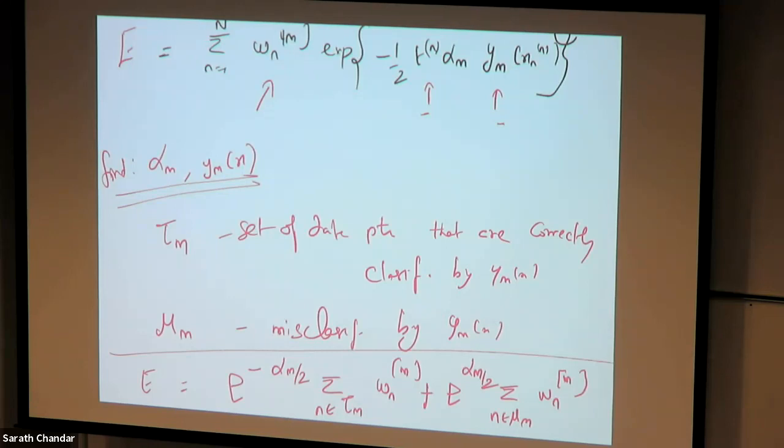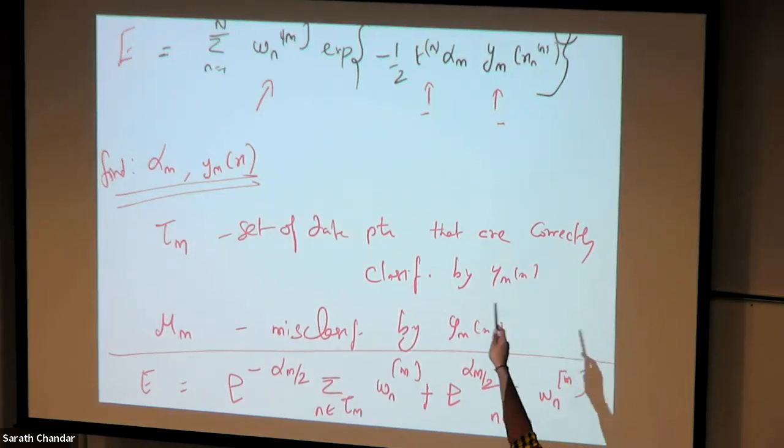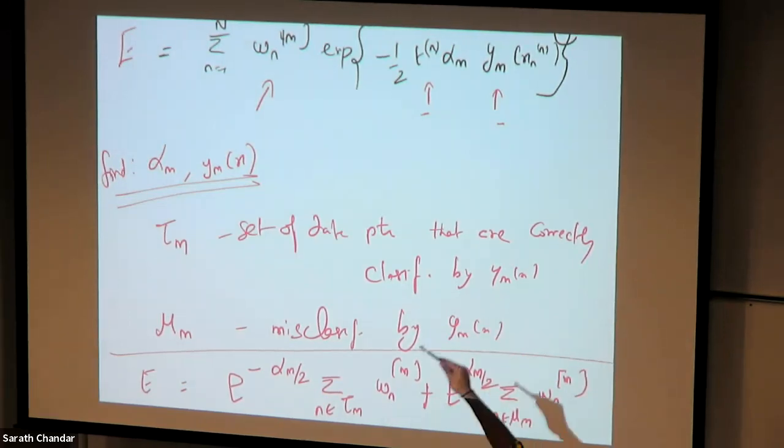So I took my error function. Now this error function is a summation over n equal to 1 to capital N, right? It is over all the examples. Now I'm going to divide the examples into two sets: one where my model is making mistakes, one where my model is not making mistakes.